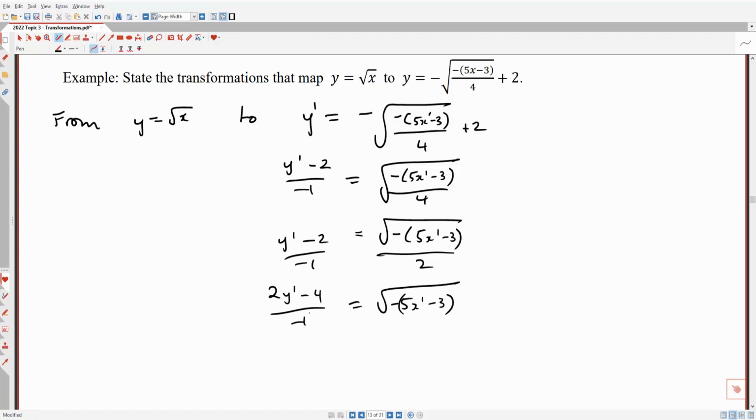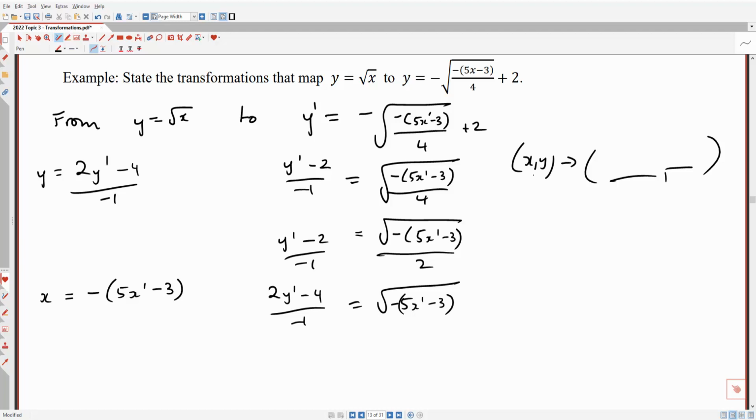Alright, so I'm going to match them with them. So I've got y equals (2y - 4)/-1. And this x here is this, negative 5x - 3. Again, what do I make the subject? Well, x, y maps to this stuff done to this x and this y, which will produce the images. So I want to know what that stuff is, so I need to solve for x' and y'.